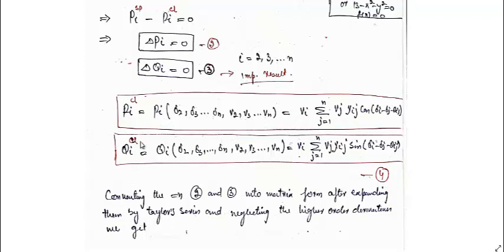Similarly, Qi calculated, where I have also dropped the subscript 'cal', is a function of deltas and voltages, and it is equal to this value. So this is how we have converted it into the function, after which we can use the Newton-Raphson method to get the different values of the variables.